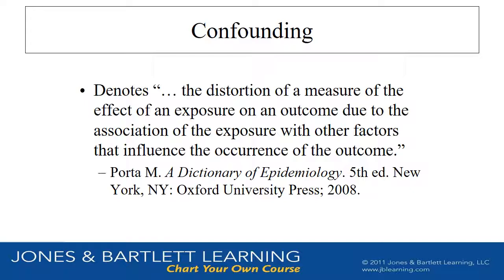Confounding, which is a term that should be familiar to you if you've taken a class in epidemiology, is the distortion of a measure of effect of an exposure on an outcome. So what happens is that there are other factors that influence the outcome that are also associated with the exposure. When that happens, we may inadvertently interpret the association between the main exposure and the outcome incorrectly.